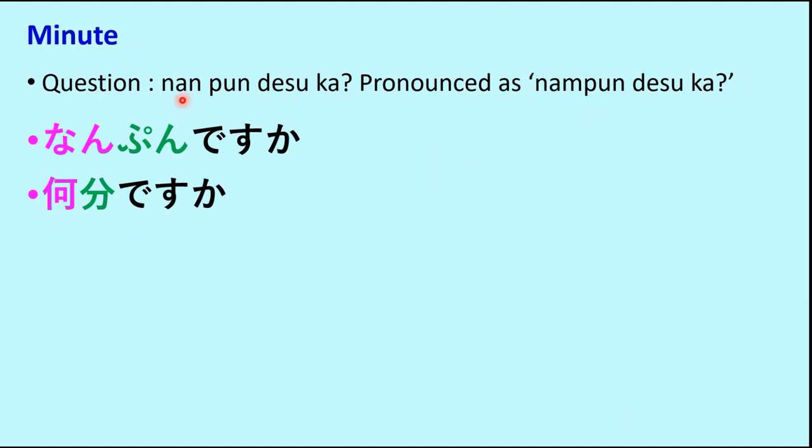This is the same way Nanpun deska becomes Nampun deska. So Nampun deska means what minute is it? This is not a very commonly used question, because no one would actually ask what minute is it. Everyone will ask what time is it, so it will be Nanji deska. Still, for the sake of asking questions in terms of pun, the question will be Nampun deska. This is Nam, this is Pun, deska, Nampun deska.